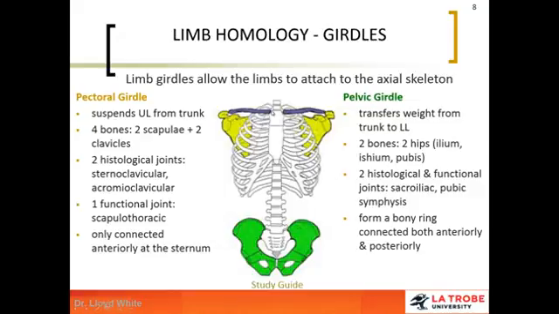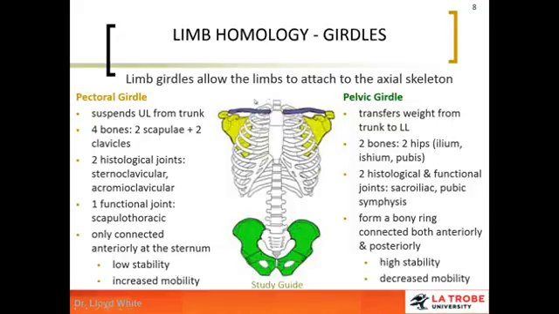Pectoral girdle, as a consequence of this high mobility and reduced stability, is only connected anteriorly to the axial skeleton or to the sternum, whereas the pelvic girdle is connected both posteriorly to the sacrum and anterior to itself, forming a bony ring to help distribute that large amount of force to the lower limb.